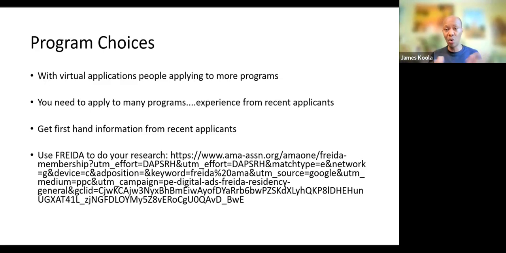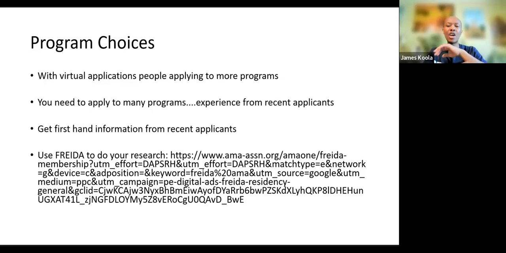So now we will hear from the recent applicants. You need to apply to more programs to give yourself a chance. You want the most first-hand information from recent applicants: where did they apply? And I'll advise everybody, go to the FREIDA website. It's owned by the American Medical Association. Actually, you can join as an associate member, as a medical graduate, without paying fees. So join for that free membership and then go to FREIDA.